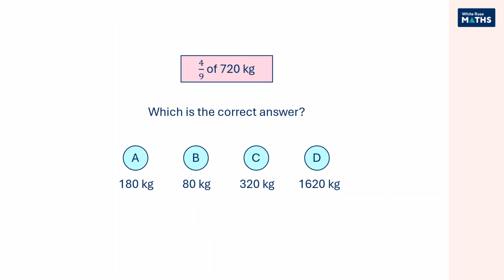Okay, next part. 4/9 of 720, which is the correct answer, A, B, C, or D. 720 divided by 9 is going to be 80. 80 times 4 makes 320. So that answer is option C. So 320.